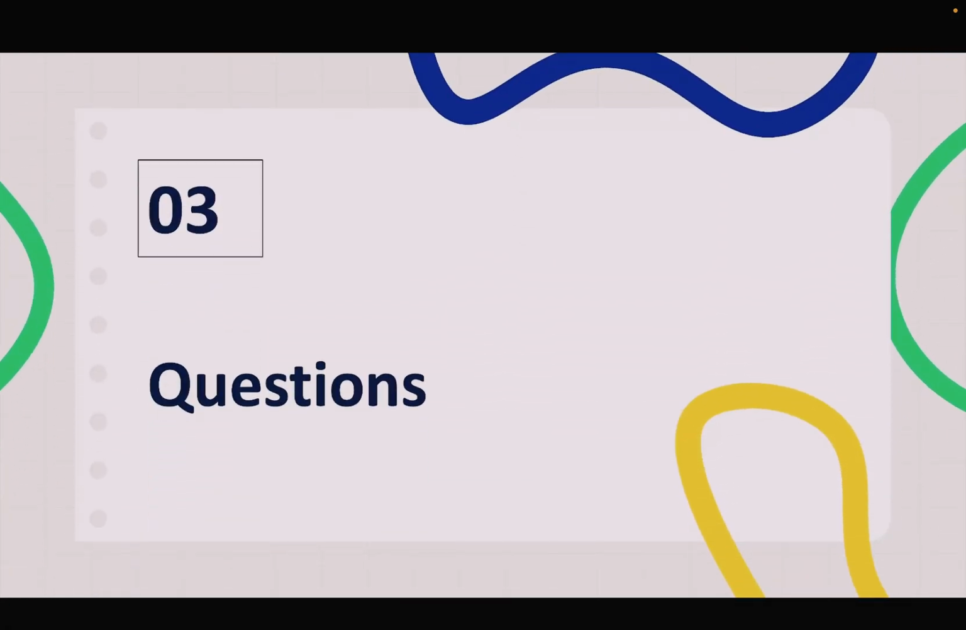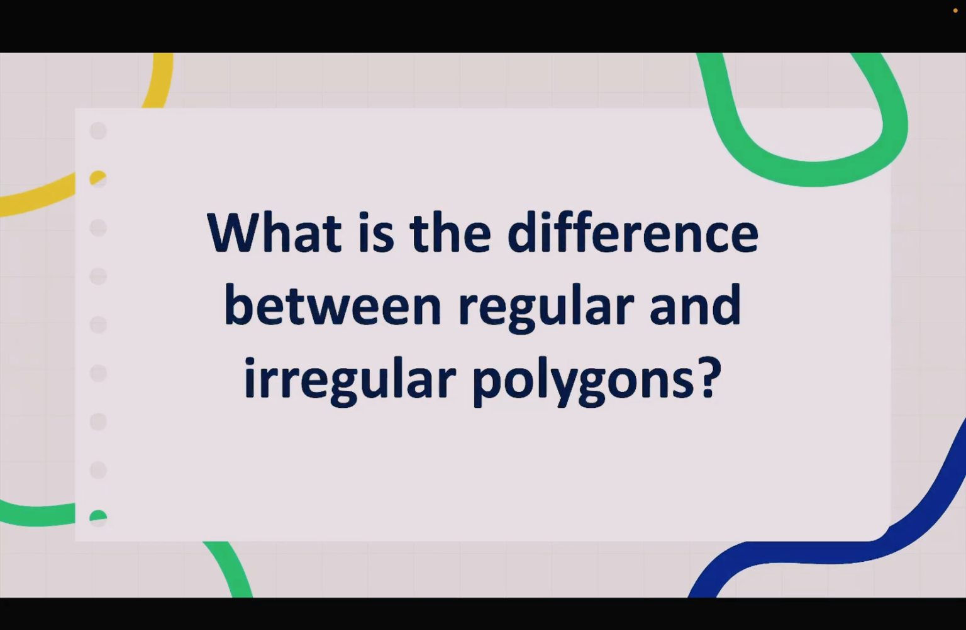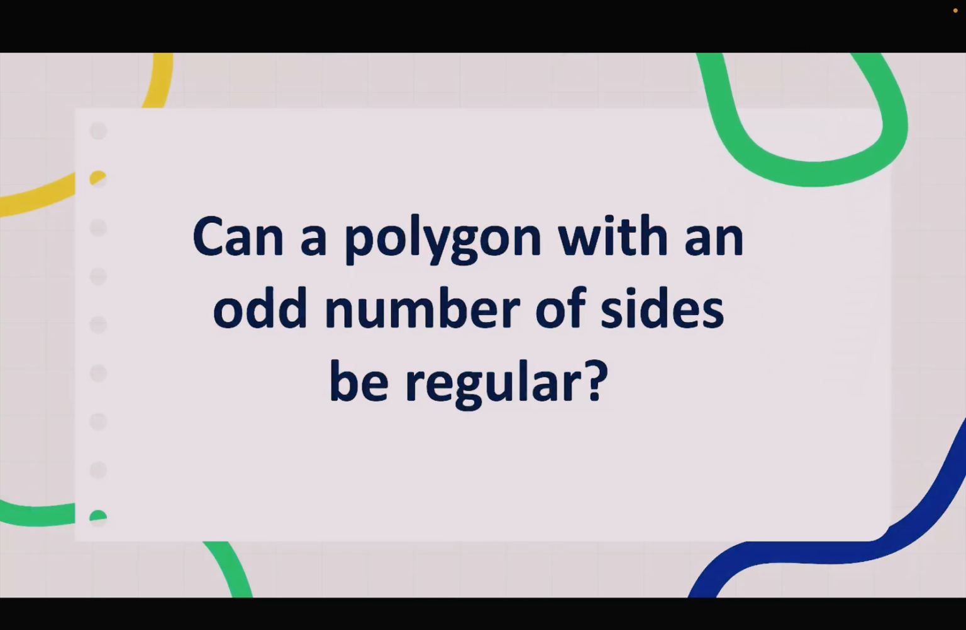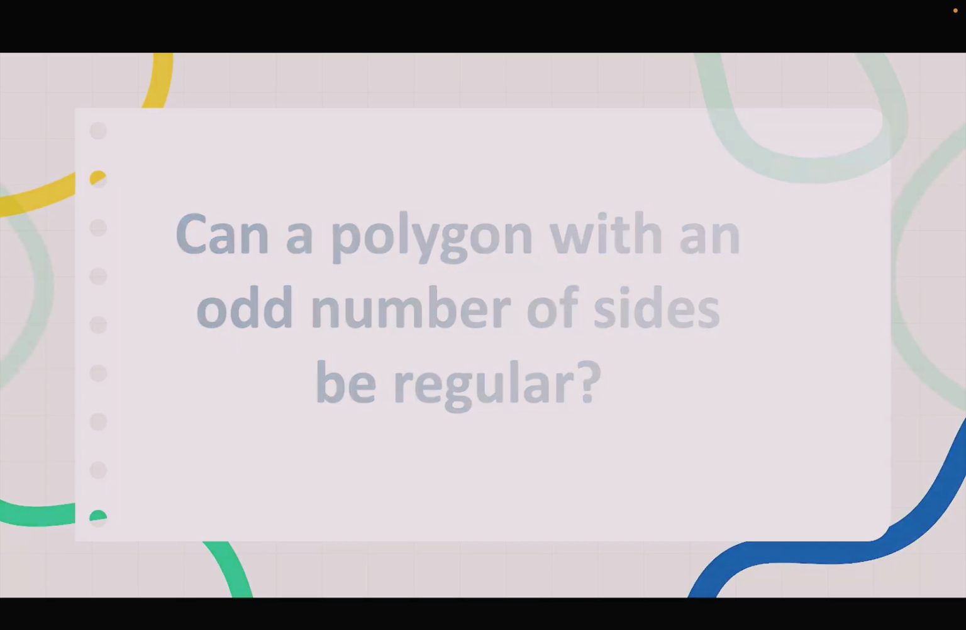Now for the questions, I'm going to display the questions and you pause the video to solve, and in the end, we'll show the answers. The first question: what is the difference between regular and irregular polygons? The second question: how can you calculate the interior angle of a regular polygon? A hint for this one, you use a formula. And the third question: can a polygon with an odd number of sides be regular? And now to the answers.